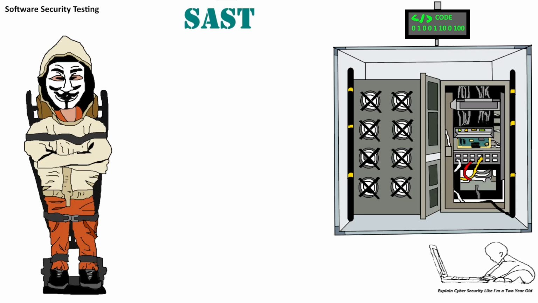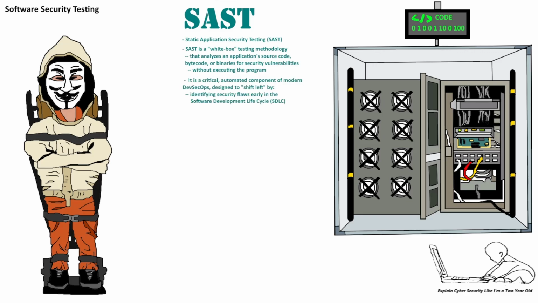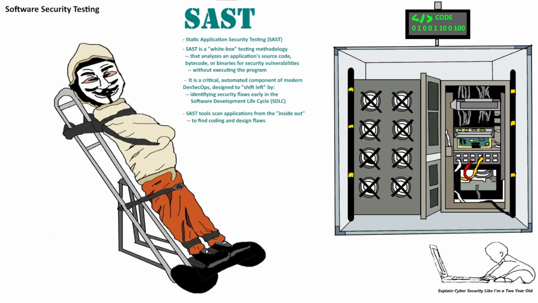SAST testing is a critical automated component of modern DevSecOps designed to shift left by identifying security flaws early in the software development lifecycle, SDLC. Furthermore, SAST tools can scan applications from the inside out to find all their coding and design flaws. In the analogy, imagine our SAST ethical tester is examining a clear glass box where they can see all the component wires and internal logic as well as the source code. The clear glass box represents the inside-out approach.